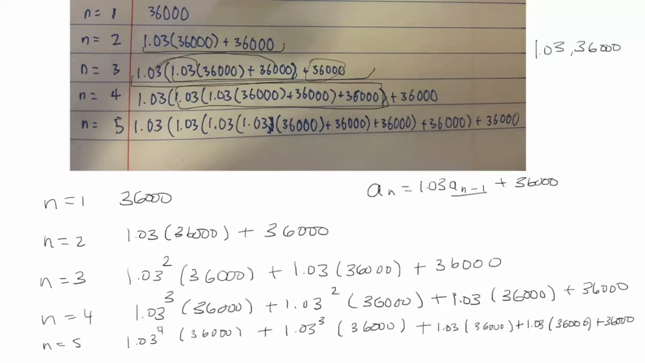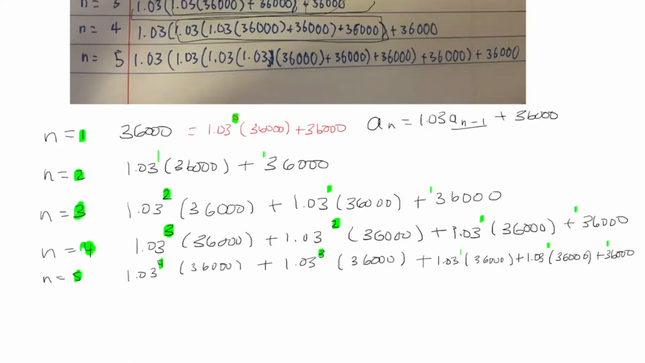Okay. Now, the next step, I'm going to rewrite n equals 1 as follows. It's going to be 1.03 to the 0 power times 36,000 plus 36,000. Now we want to make a connection between the exponent and n. Notice when n equals 1, the exponent here is 0. When n equals 2, the exponent here is 1. When n equals 3, this is 2, this is 1, and then technically there should be a 0 over here as well as these two. And then when n equals 4, we go down to 3, 2, 1, and then technically again this is a 0. This is 5. We go minus 1, minus 2, minus 3, minus 4, and then to 0.